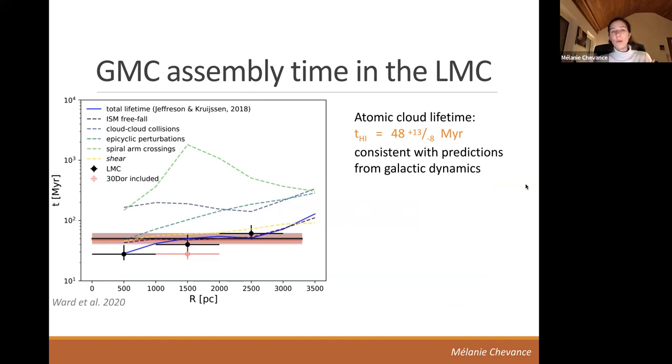So if you consider all the dynamical processes that can form or destroy clouds, so the freefall time of the ISM, the collision between clouds, the epicyclic perturbations, spiral arm crossing, and shear. So you combine the characteristic timescale for all of these mechanisms, and you get the solid blue line here, that is in very good agreement with the measurements of the atomic cloud lifetime in the LMC.